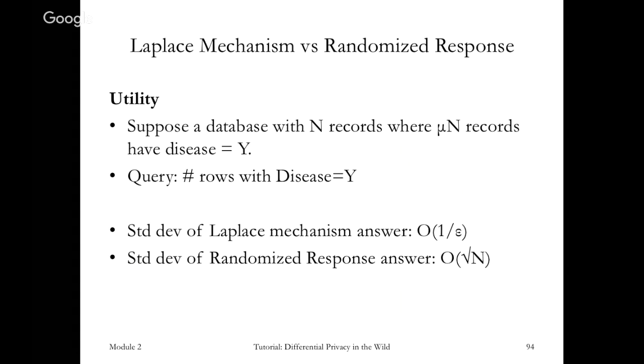In terms of utility, basically I'll skip over the details here, but the Laplace mechanism is much more accurate for a single query. Essentially, you can add random noise that's proportional to 1 over epsilon, whereas with randomized response, the error of the noise is roughly root n, where n is the number of records in the database. So given just a single query, it's much better to collect all the data and just add noise after the fact than perturbing each record individually.